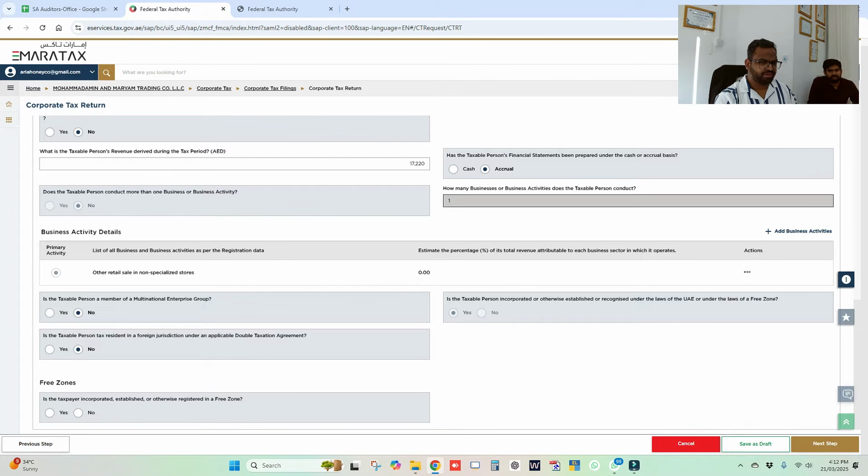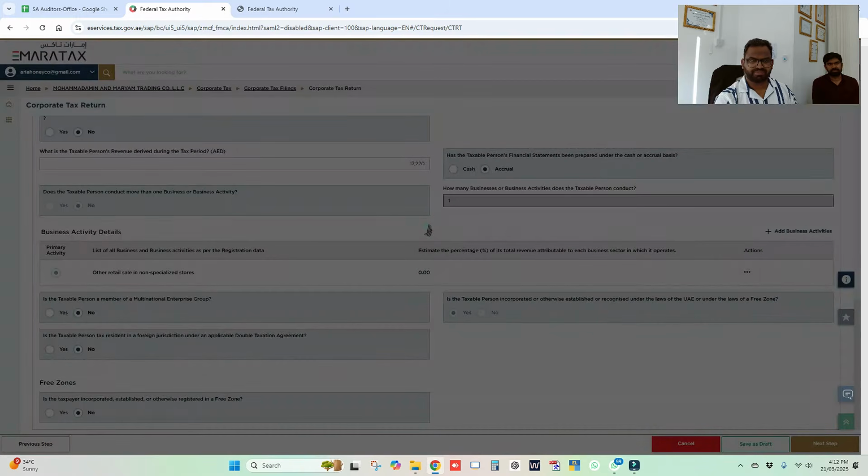Is the taxable person incorporated, established or otherwise registered in a free zone? Yes or no? No, this is not a free zone company, it is mainland. This is no. Okay, we will go to the next step.